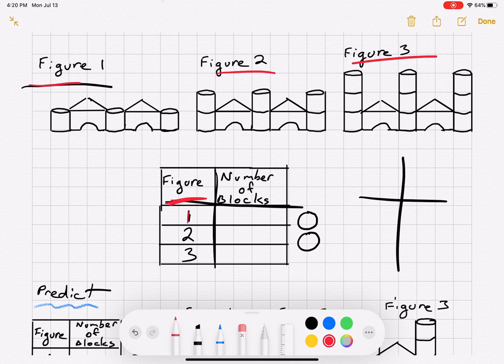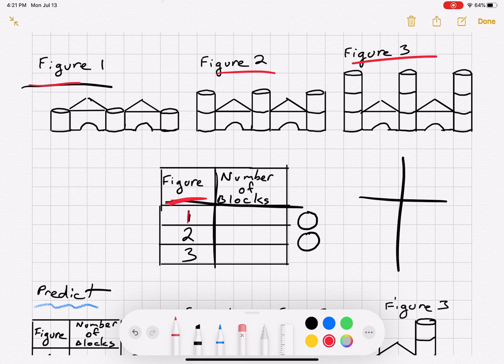So maybe I'm running out of blocks and I need to know how many blocks I have and how many of these I can make. So a simple way to keep track of how many blocks are needed for each stage of the construction is to make a T-table, which is that two-column table in the shape of the T, okay? Which we just drew out there. Can you describe how the numbers in this table change as we go?